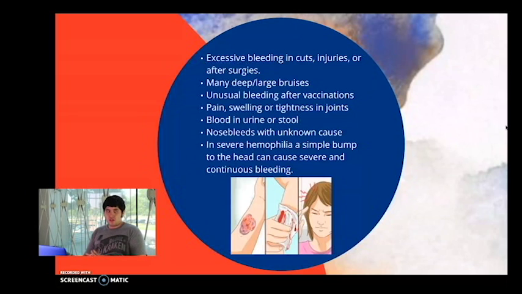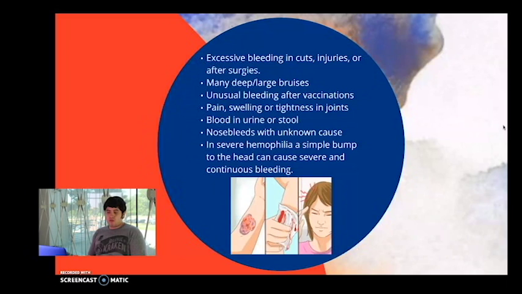So I'm here to explain how the symptoms contribute to hemophilia disorder with people being diagnosed. When people have hemophilia, they experience excessive bleeding from cuts, injuries, or after surgeries. Excessive bleeding can occur almost anywhere in your entire body. They'll also have many deep, large bruises showing because of hemophilia.